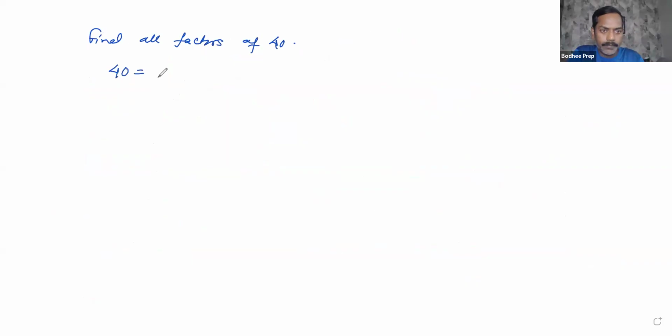So 40, I can write it as 40 into 1, right? Or we should write it as 1 into 40, so that we can keep on increasing the factor. Now, after 1, can I write it as 2 into something? Yes, because 2 is an even number, 40 is also an even number. So 2 will divide 40 for sure, which gives 20. Then 3, can I write it as 3 into something? No. Why? Because 40 doesn't appear in the table of 3. So definitely 3 will not be dividing 40. Can 4 divide 40? Yes, 4 into 10, right? Can 5 divide? Yes, because 40 appears in the multiplication table of 5, right?